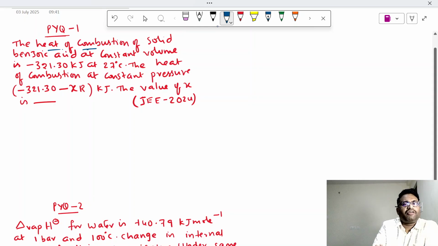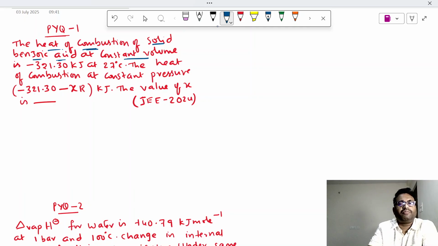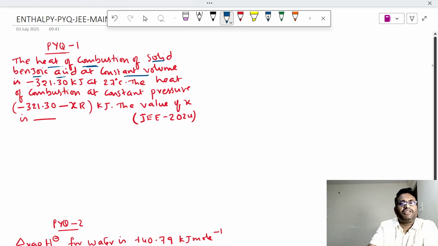So the heat of combustion of solid benzoic acid at constant volume, heat of combustion, right? So let us see delta CH, heat of combustion, delta H. Overall, we are mentioning it as delta H. So delta H of benzoic acid is given as minus 321.30 kilojoules.